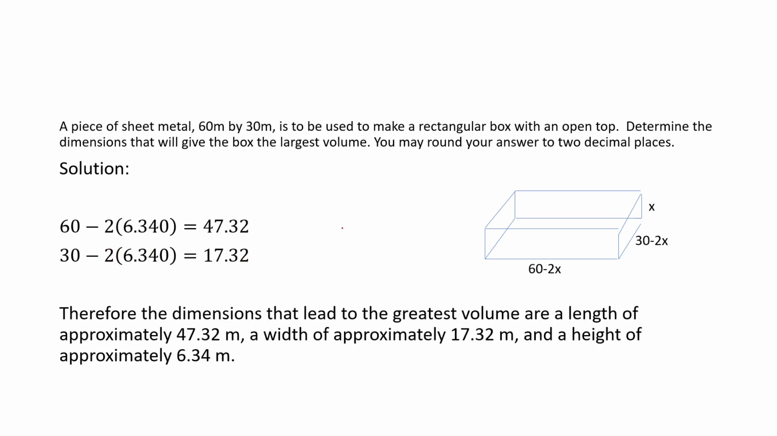Since x is 6.340, our length would be 60 minus 2 times that, which is roughly 47.32, and our width would be 30 minus 2 times that, which is roughly 17.32. Our height was actually equal to x, so that would be the 6.340. And so rounding to 2 decimal places, we can say that the dimensions leading to the greatest volume of the box in these circumstances have the dimensions listed on our therefore statement at the bottom of the slide.